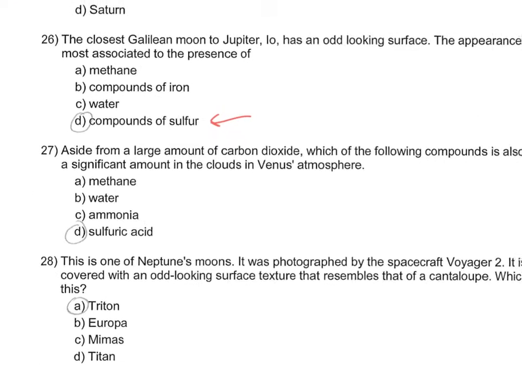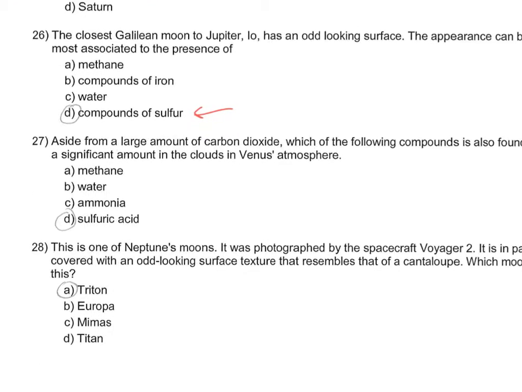Question 27, this is a question about Venus, and Venus actually has, we think those thick clouds actually do release, it has a precipitation cycle, in those thick clouds that in addition to carbon dioxide, there is sulfuric acid. This is one of Neptune's moons, and it's the cantaloupe one, and so actually it is the moon called Triton.